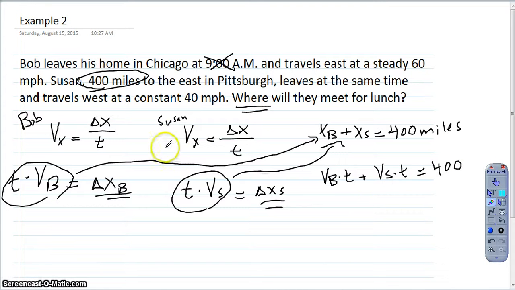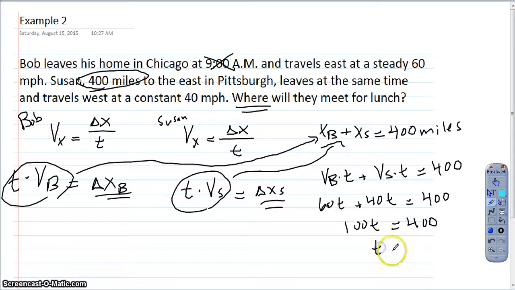The reason this is helpful is, obviously, if I read through the rest of this question, the only variable that I now have is t. And it is very important that that t was the same for both of them. So I basically just end up with 60t plus 40t. Keep in mind I'm keeping it miles per hour. Equals 400, so 100t equals 400. So this tells me that it's going to take a time of 4, and keep in mind this is hours. So it's going to take 4 hours for them to meet.